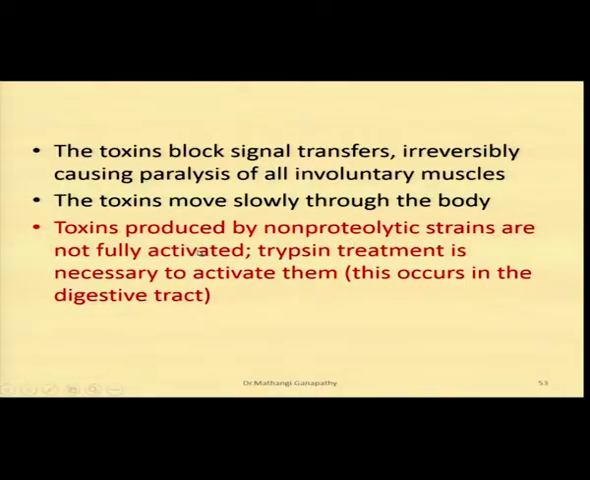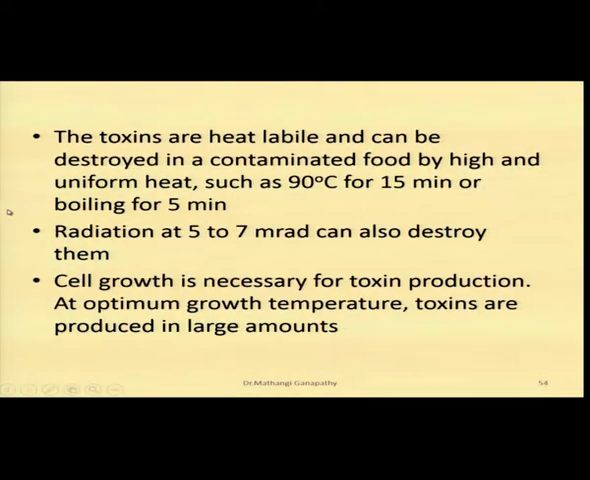The toxins produced by the non-proteolytic strains are not fully activated. So for this toxin to become activated, you require trypsin treatment. And this trypsin is an enzyme which is normally seen in the gut, in the digestive tract. So the protoxin which is ingested becomes activated once inside the digestive tract. The toxins are heat labile and can be destroyed in the contaminated food by high and uniform heat, such as 90 degrees centigrade for 15 minutes or boiling for 5 minutes. Radiation at 5 to 7 mRad can also destroy them.